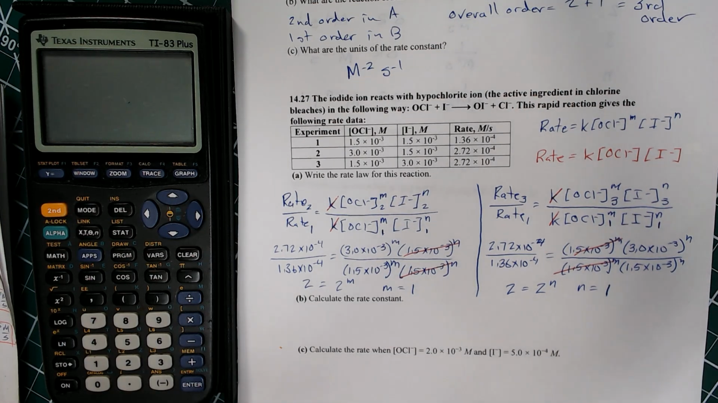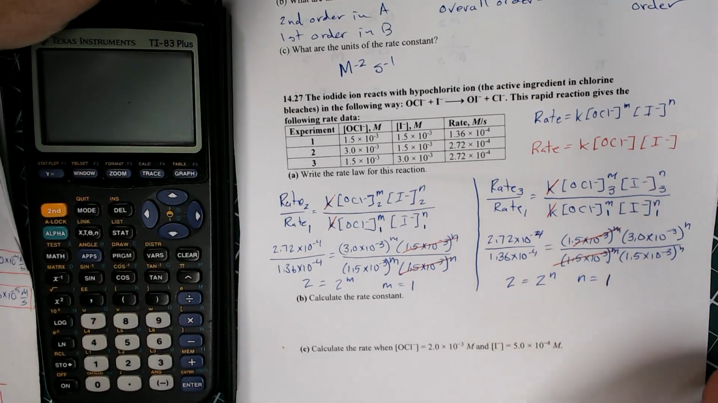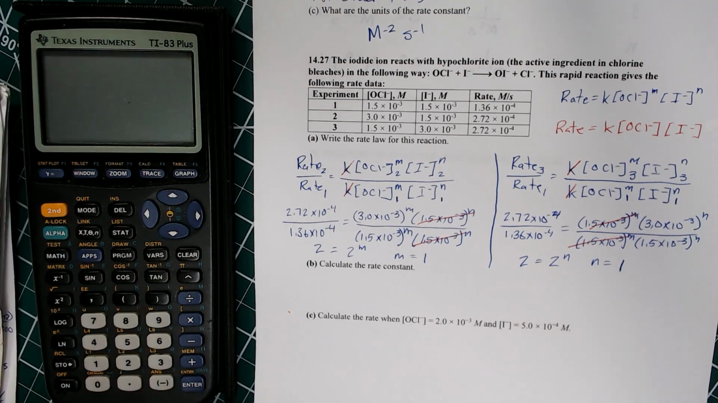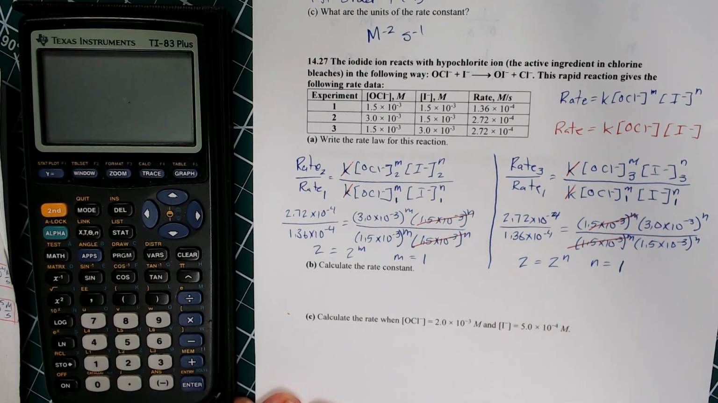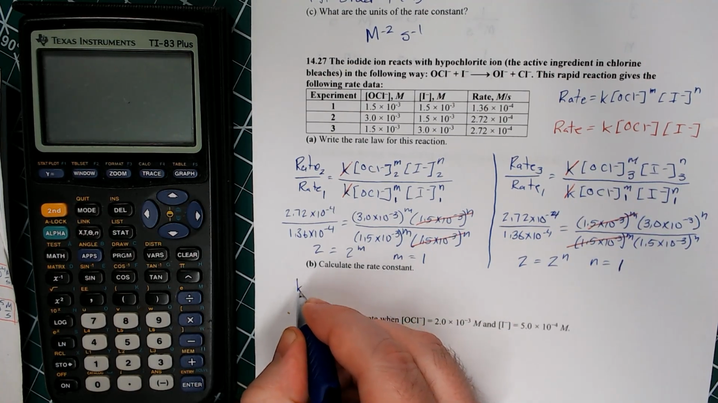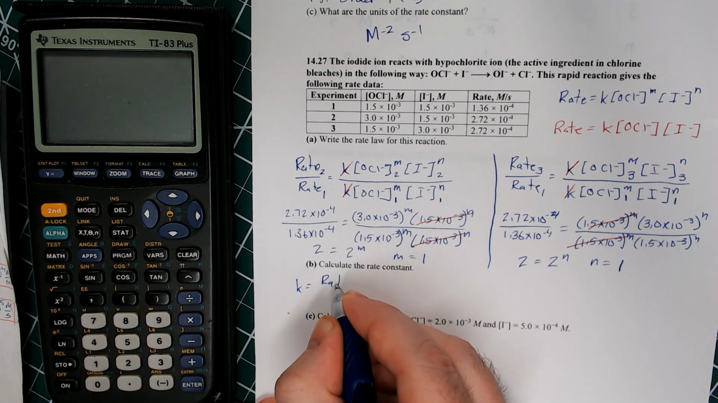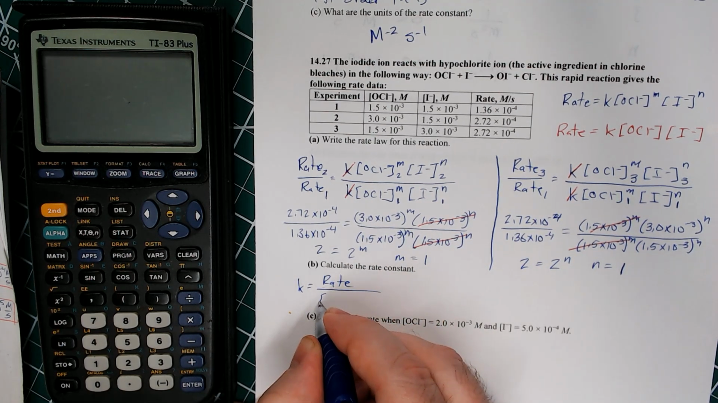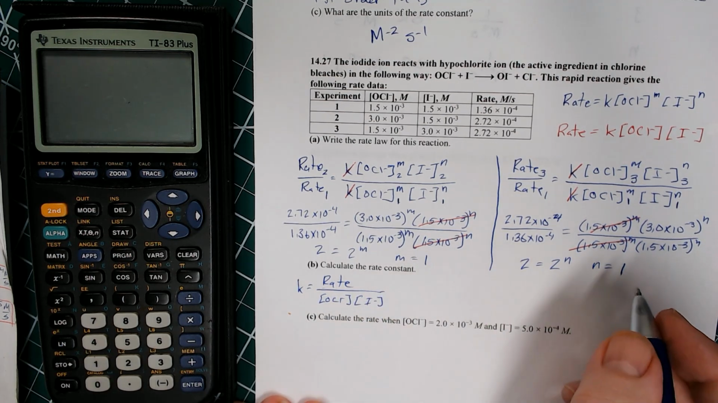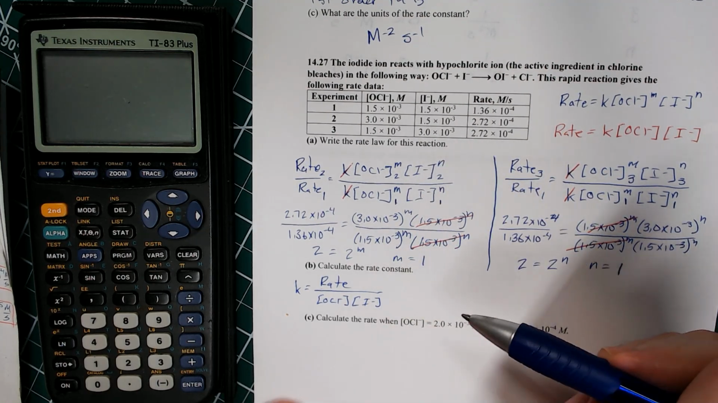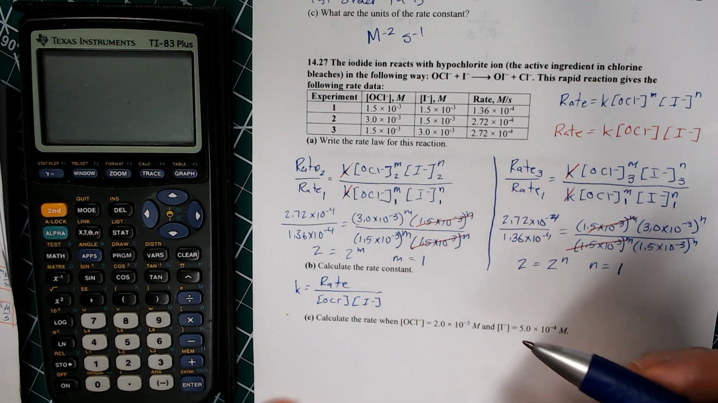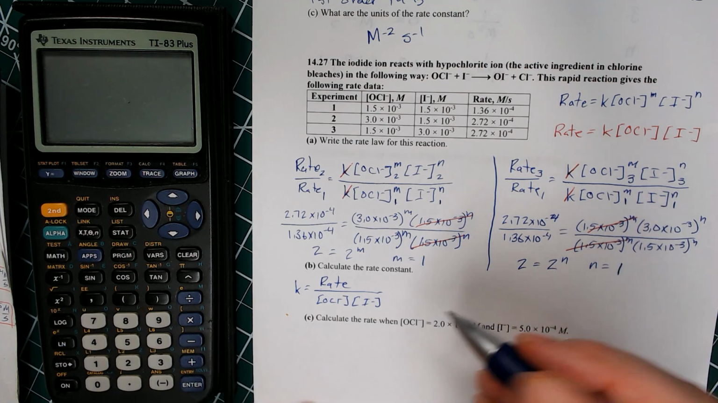Okay, so now we want to calculate what the rate constant is. We'll just solve this for the rate constant. So k is equal to the rate divided by the concentration of OCl minus times the concentration of iodide. And now we just need to pick one of the experiments, put the data in, and solve for k. It turns out that it doesn't really matter which one we pick. We should get the same answer.